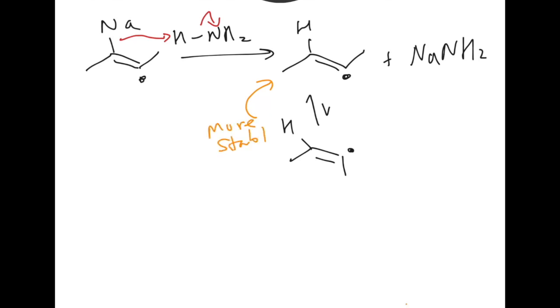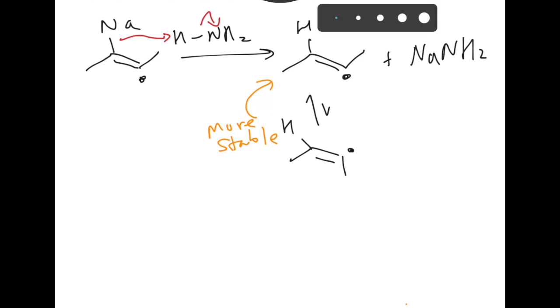Right, the trans double bond is more stable, so it's going to spend more of its time. It's going to end up being that isomer. I drew all the structures as the trans, but you could have easily drawn it as the cis. But at the end, it equilibrates to the more stable version, which is the trans version.